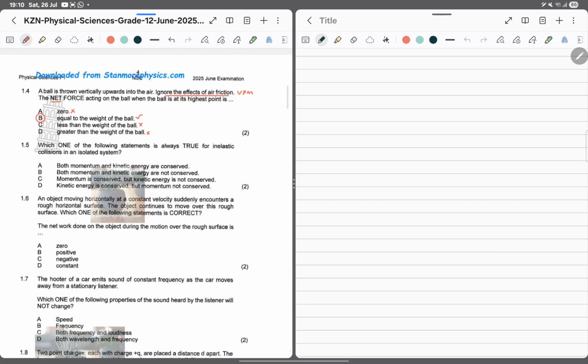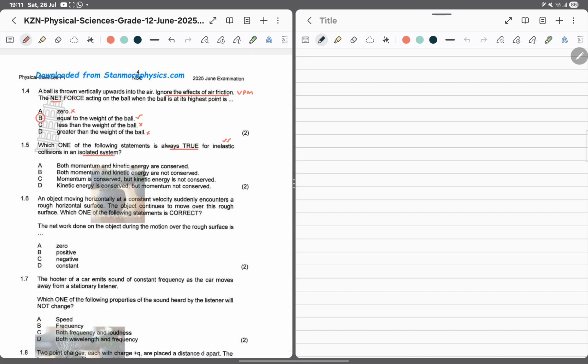So 1.5 asks, which one of the following statements is always true for inelastic collisions in an isolated system? Now, isolated system, we know linear momentum gets conserved, but the type of collision is somewhat different. With inelastic collisions, kinetic energy is lost, or at least not conserved, whereas in an elastic collision, kinetic energy is conserved.